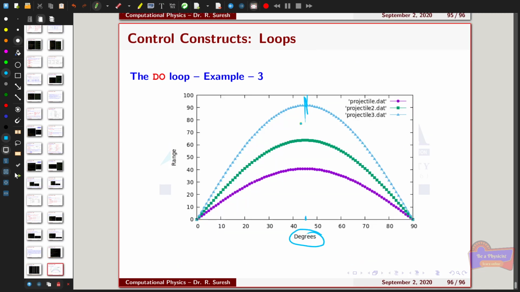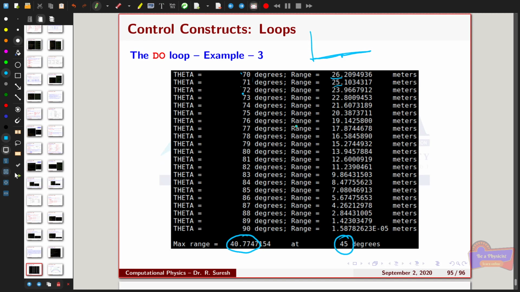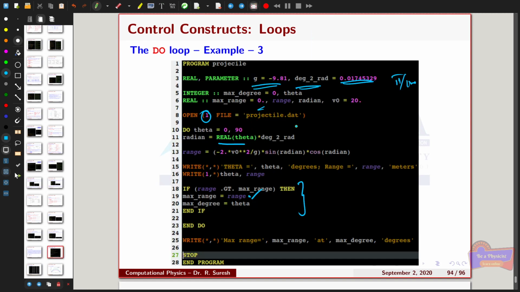Here I have plotted three different initial velocities: 20 meters per second, 25 meters per second, and 30 meters per second. Each time you increase the initial velocity, the maximum range will be higher. This is the program where you have used the do loop to increment the theta value by every single degree. You can also mention the corresponding increment value, and then you can calculate the corresponding values here.